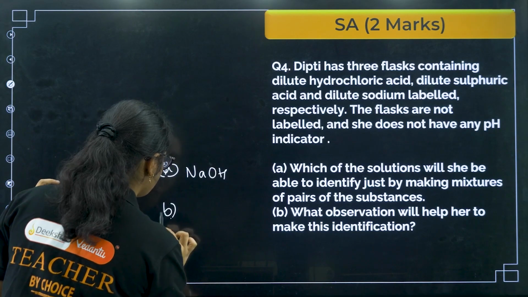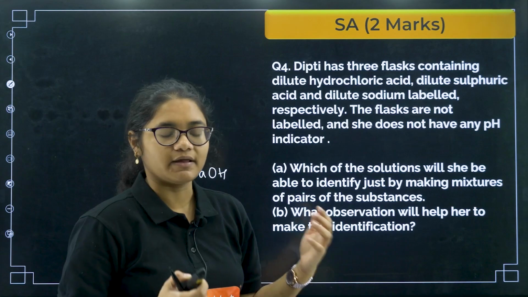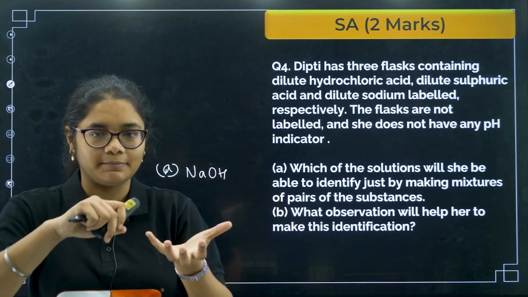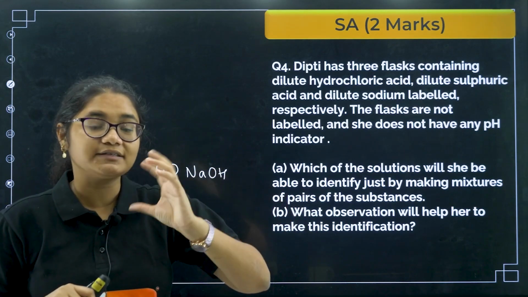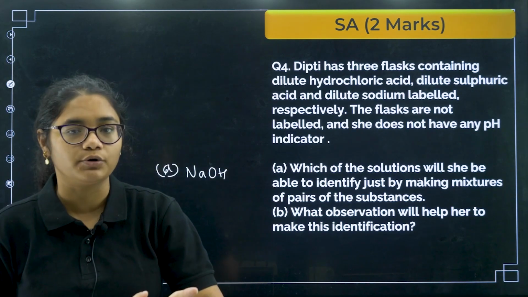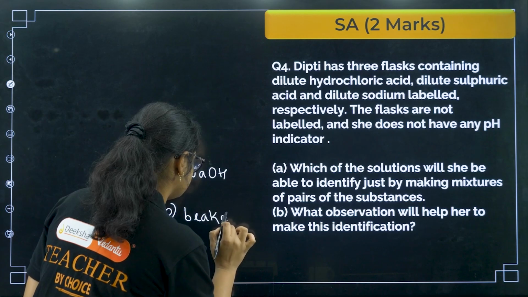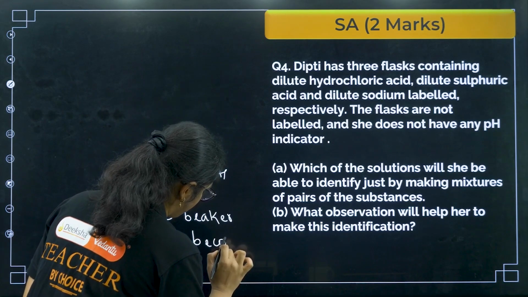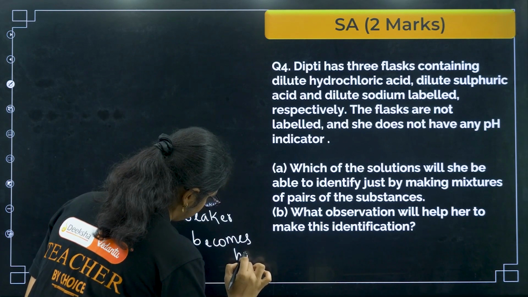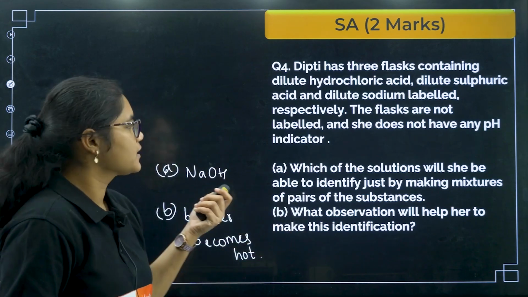Now how can you identify that? What observation will help her to make this identification? Whenever you take one acid and a base, there is a neutralization reaction, an exothermic reaction, and the beaker becomes hot. So you can write down here, the beaker becomes hot. That is how you can identify.